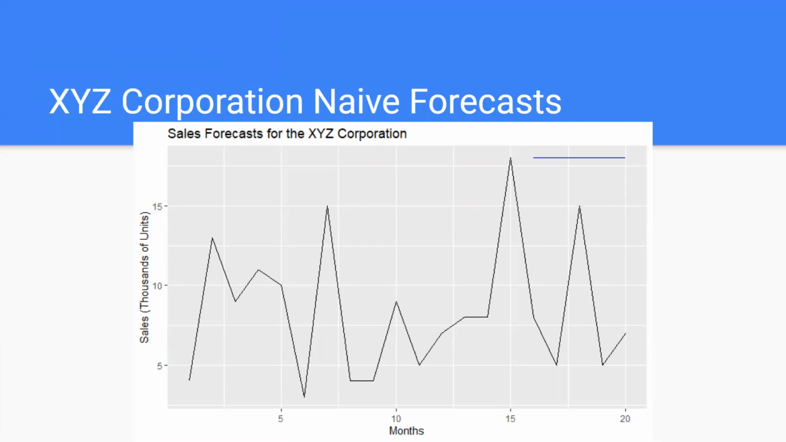Still, as touched on previously, the naive forecast is often primarily useful, more so as a baseline to compare to other forecasting techniques, than as a truly accurate method in its own right.